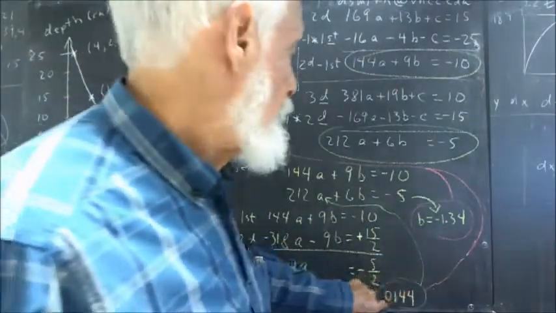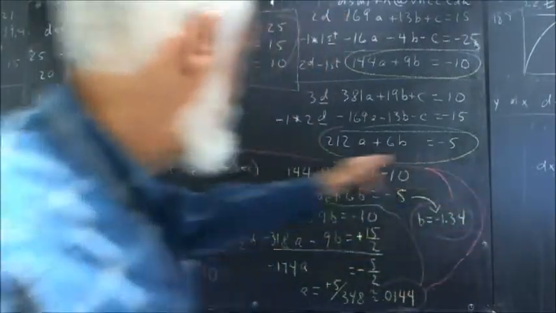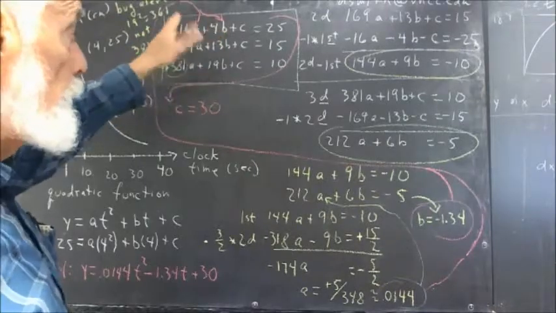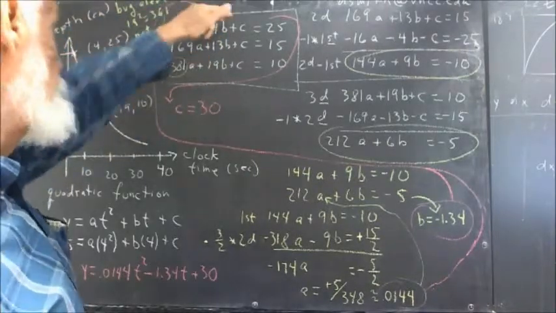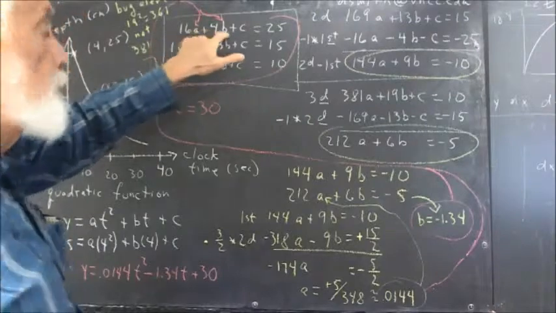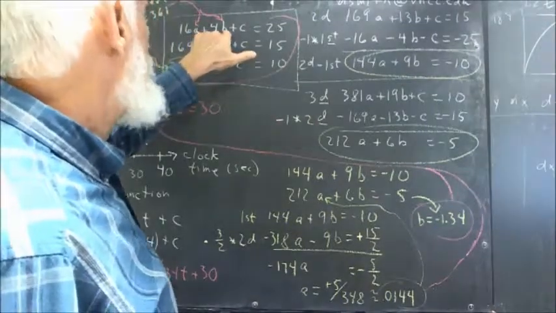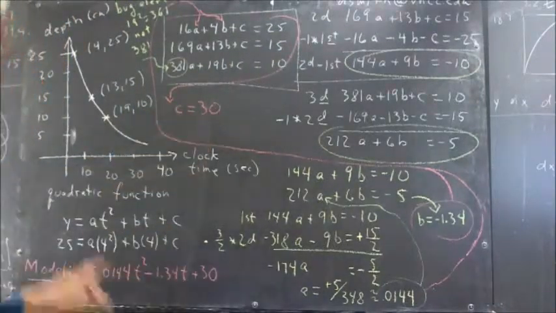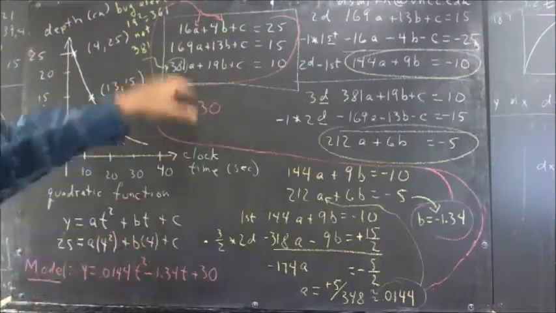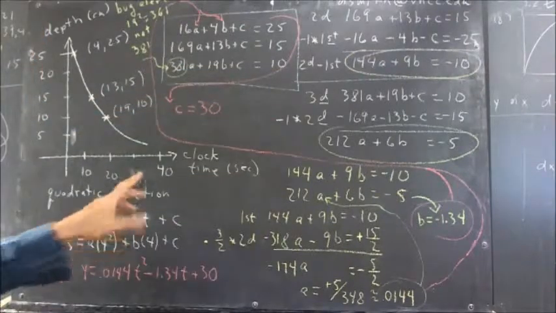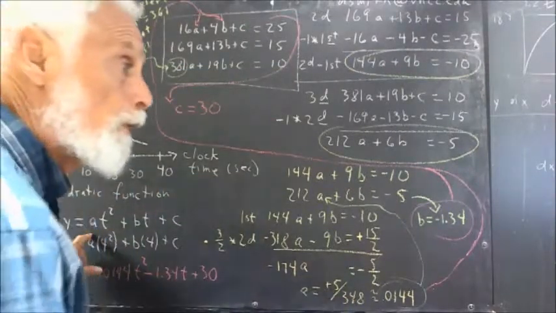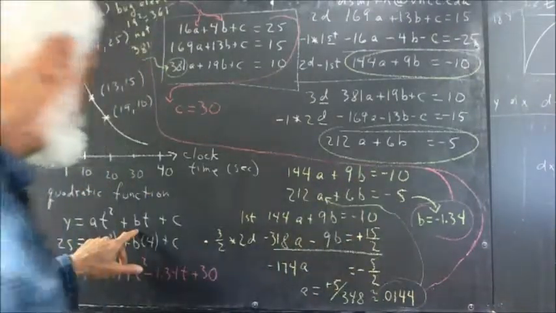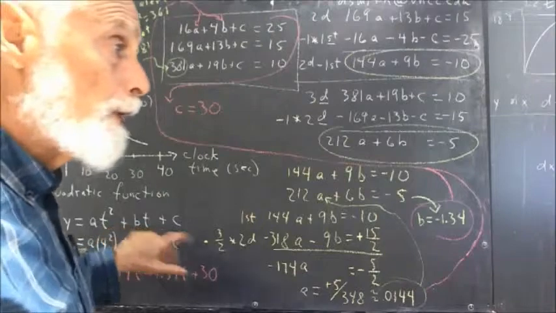We then take our value of a and our value of b and follow these red arrows up here and plug in the a value and the b value in any one of the equations, but it was easiest to draw the arrows to the first. We plug those values of a and b in, and we solve for c, and we get c equals 30. So now we know that our quadratic model here, except for my little error with the 381, should be 0.0144 times t squared plus -1.34 times t plus 30.